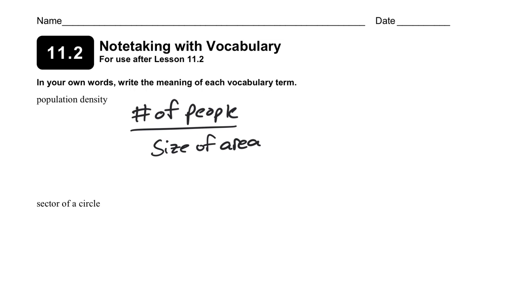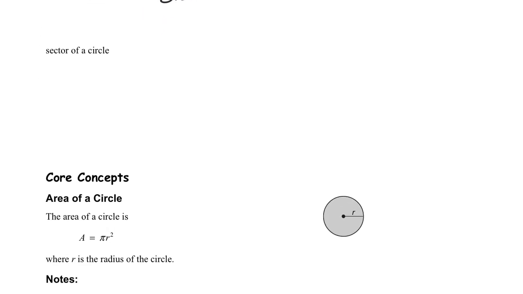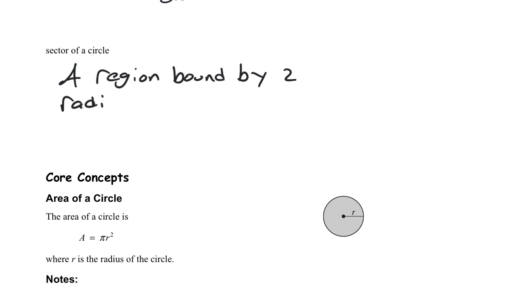A sector of a circle. So let's go ahead and get to that one now. So, sector of a circle. This is a region bound by two radii, that's plural for radius, and an arc of a circle.